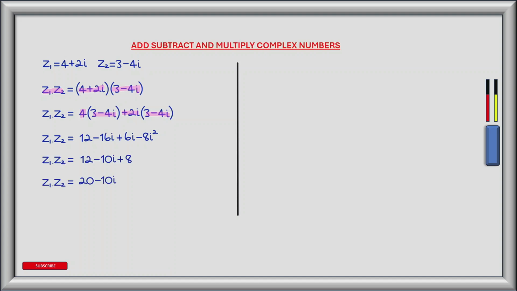And expanding these brackets, we have 4 multiplied by 3 gives 12. 4 multiplied by minus 4i gives minus 16i. 2i multiplied by 3 gives 6i. And 2i multiplied by minus 4i gives minus 8i squared. Grouping together the terms with i, we have 12, and minus 16i plus 6i gives minus 10i. And we know that i squared is the square root of minus 1 multiplied by the square root of minus 1, which is minus 1. So minus 1 multiplied by minus 8 gives plus 8. And so z1 multiplied by z2 is equal to 20 minus 10i.